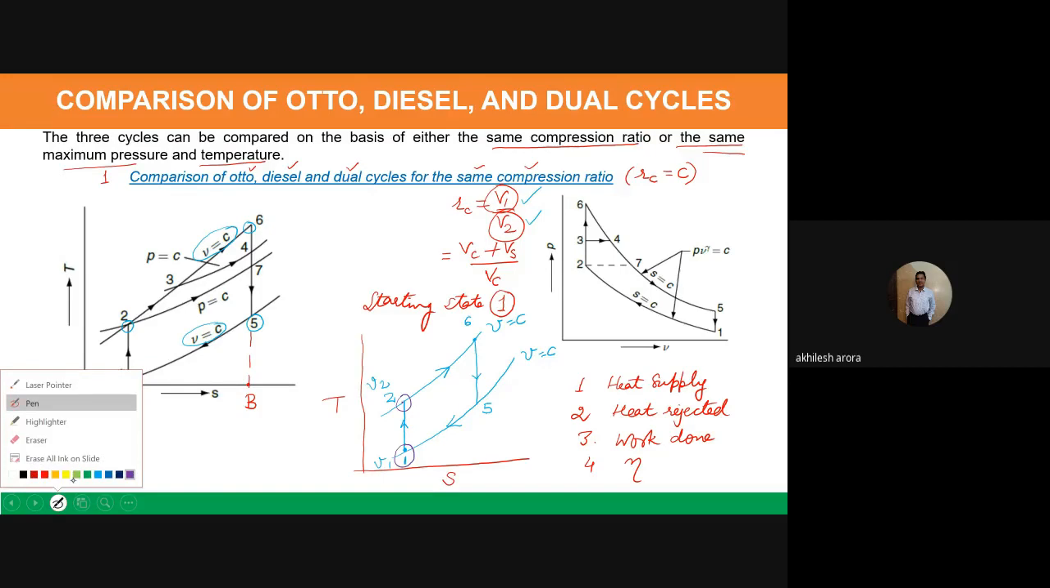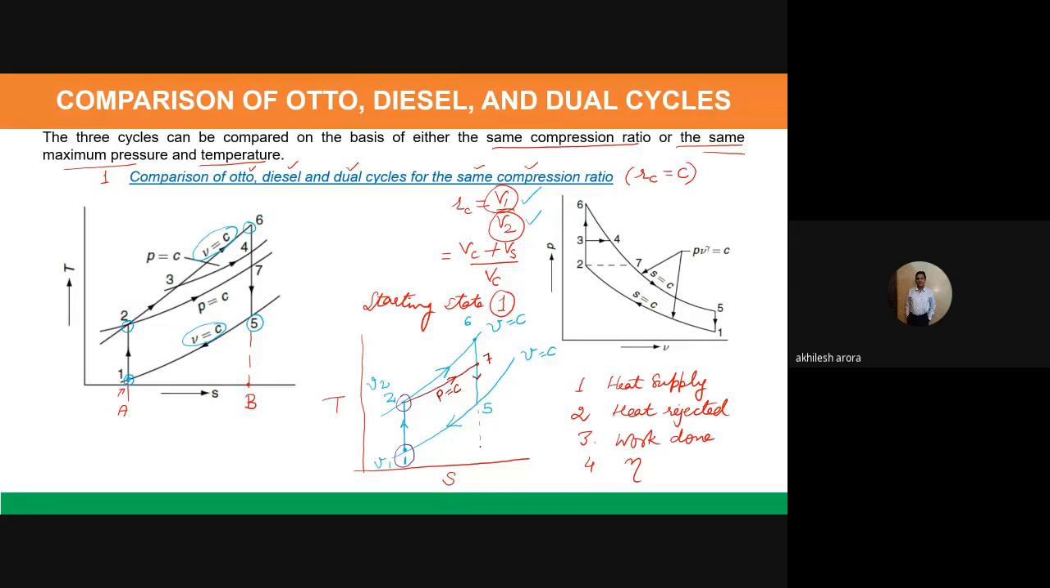Now you can see it here. I am starting from point number 2 and I am going up to point number 7 here. This is point number 7 and this is a constant pressure process for the diesel cycle. Remaining processes, then 7 to 5 is reversible adiabatic expansion, during which the entropy remains constant. You can see it from here. The entropy at point number 7, 5, and 6 are same actually.